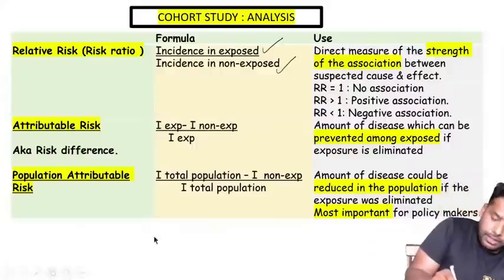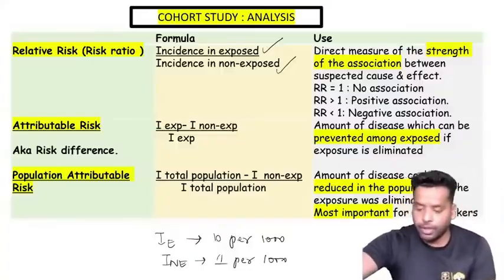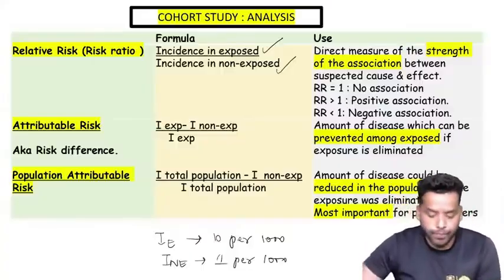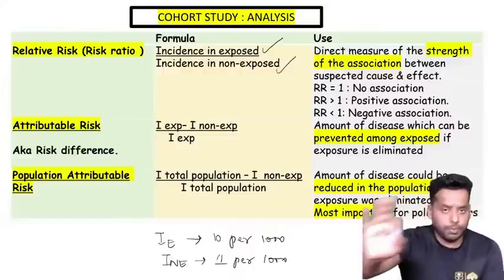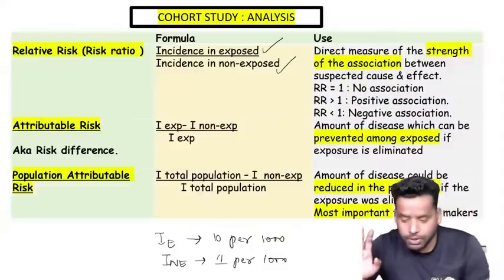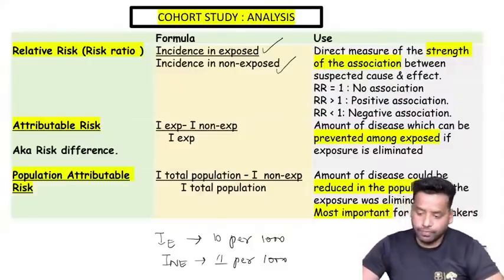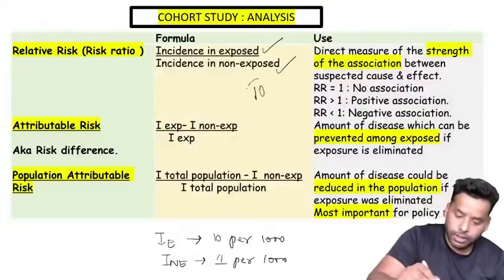If I am asking like this, incidence in exposed is 10 per 1000. Incidence in non-exposed is 1 per 1000. What is risk ratio? Risk ratio is 10, 10 by 1 it is 10. Very good.